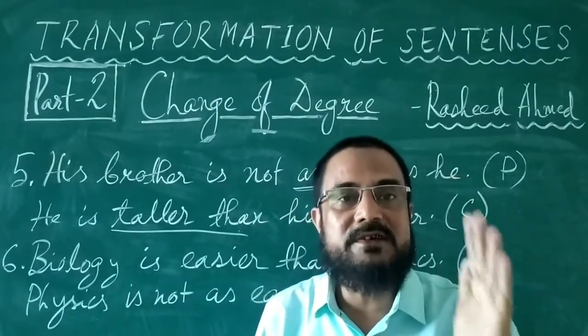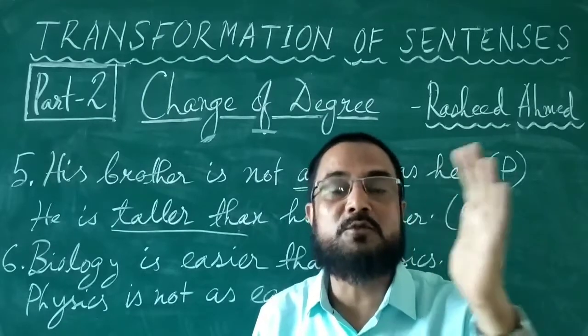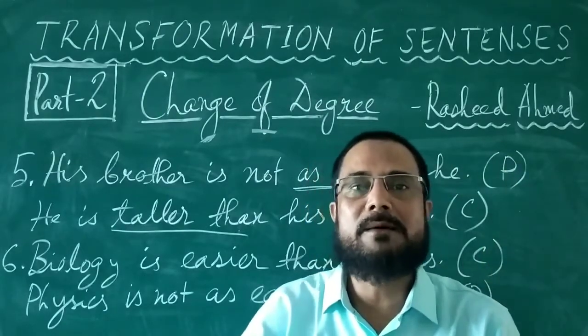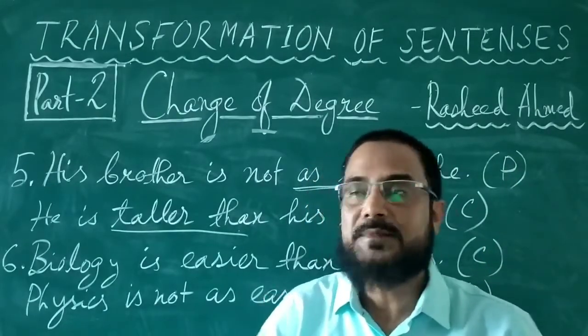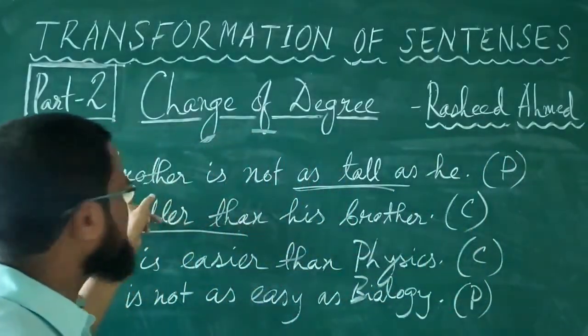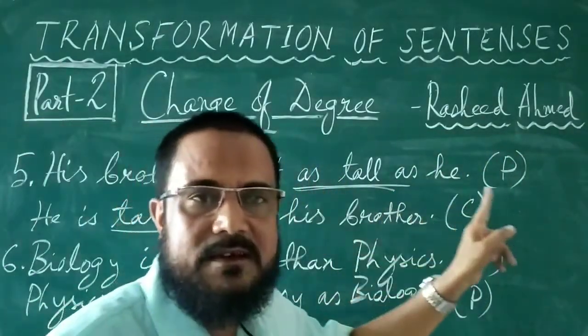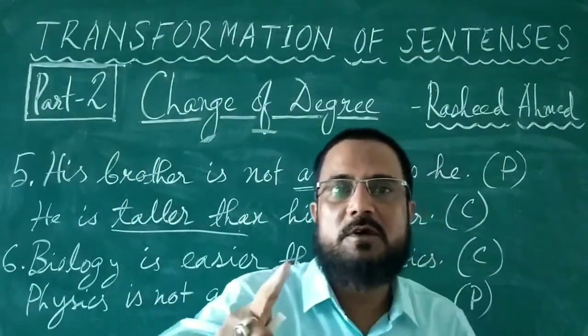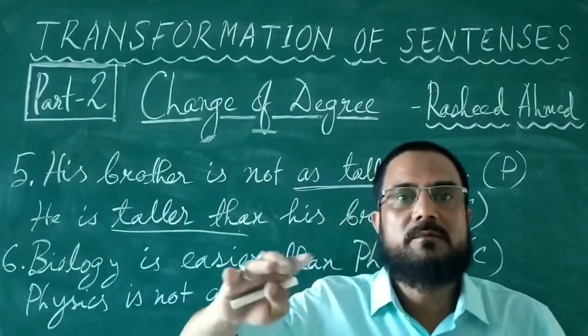Because to be best, there should be comparison between more than 2. Otherwise, he can at best become better than the other, not best. Here the comparison is specific. One is he, his brother, the other is he. But in number 1, 2, 3, 4, we got that there are more than 2.